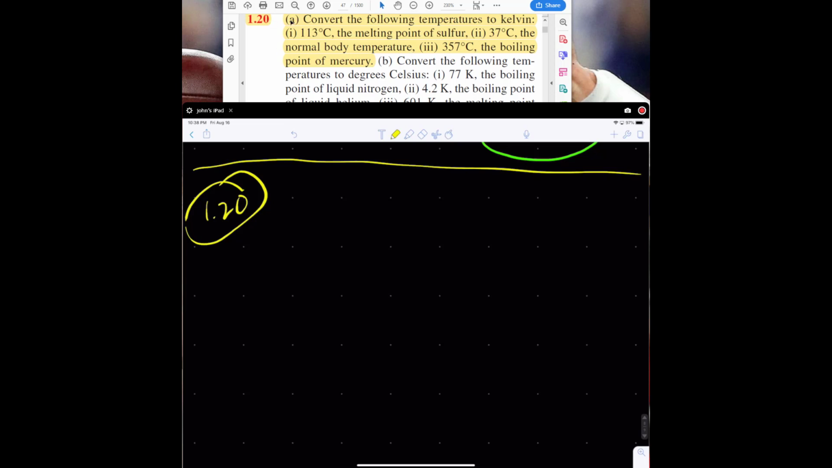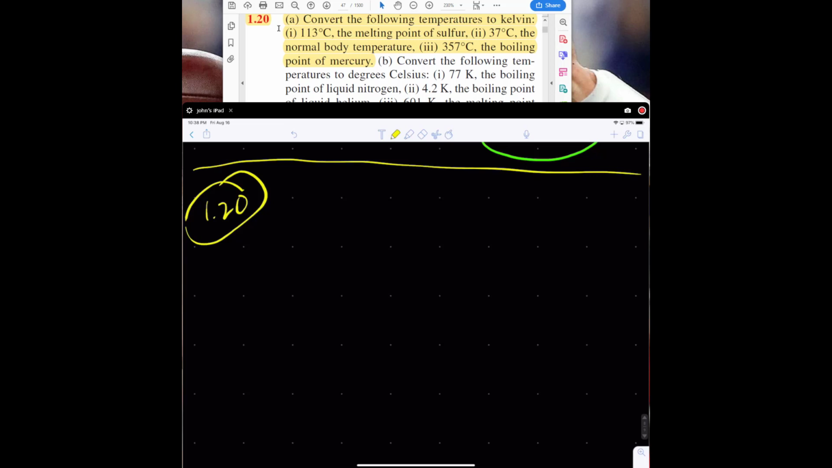So we're going to look at 1.20 A1. It's saying convert the following temperatures to Kelvin. And the strategy behind this is we have to find the appropriate equations for converting between Fahrenheit and Celsius, and between Celsius and Kelvin, given in section 1.5. And we have to substitute the temperature values given in the problem into the appropriate equation.